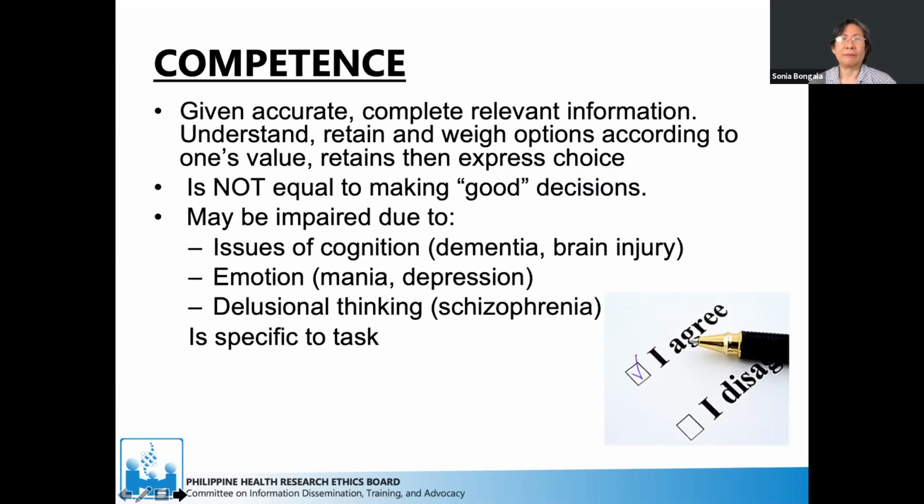And it should be done without any pressure, whether from the community leader, the husband, or the spouse, or the superior, and that the one making the choice should be in a stable emotional state, meaning he can understand fully the consequences of joining, and it's specific to the task required of the participation.